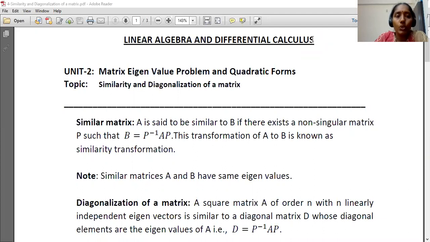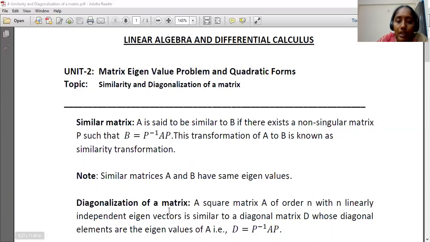Today we will start module 4, which is similarity of matrices and diagonalization of a matrix. First, we are looking into the definition of similar matrices. A is said to be similar to B if there exists a non-singular matrix P such that B equals P inverse AP. This transformation of A to B is known as similarity transformation. So similar matrices A and B have the same eigenvalues.